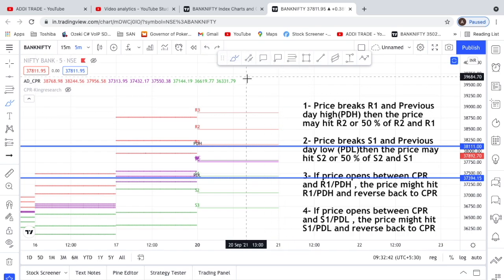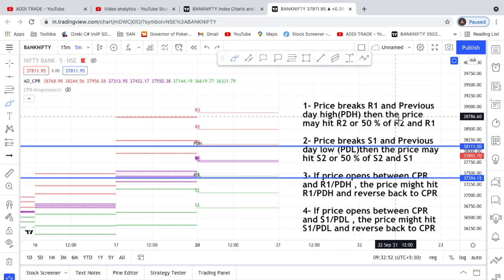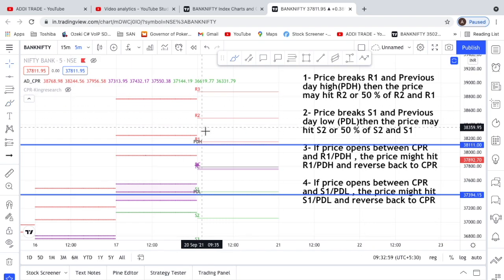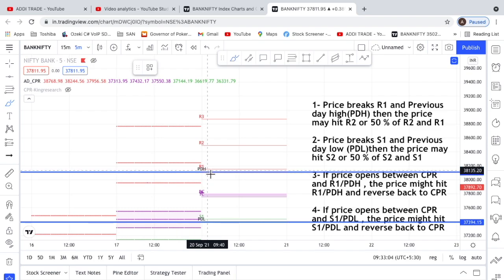So let's get to the first one. The first logic is the price. If the price breaks R1 and previous day high, then the price may hit R2 or 50% of R2 and R1. So what the first logic states is, from anywhere, wherever we open. See, the blue line is the previous day high and this is the R1, right? This zone is the previous day high and R1. There are times where the R1 and previous day high will be wide also. So we'll have to consider that wide range also. Here it's pretty narrow.